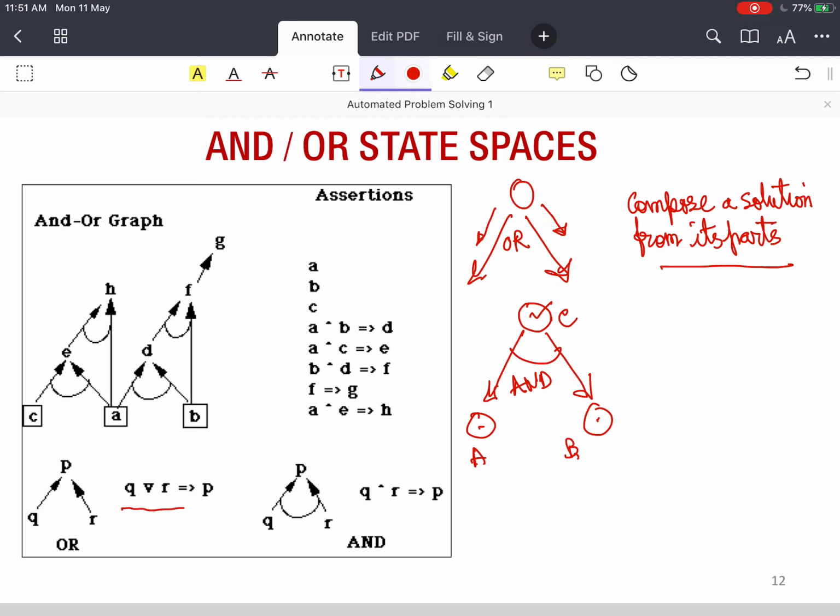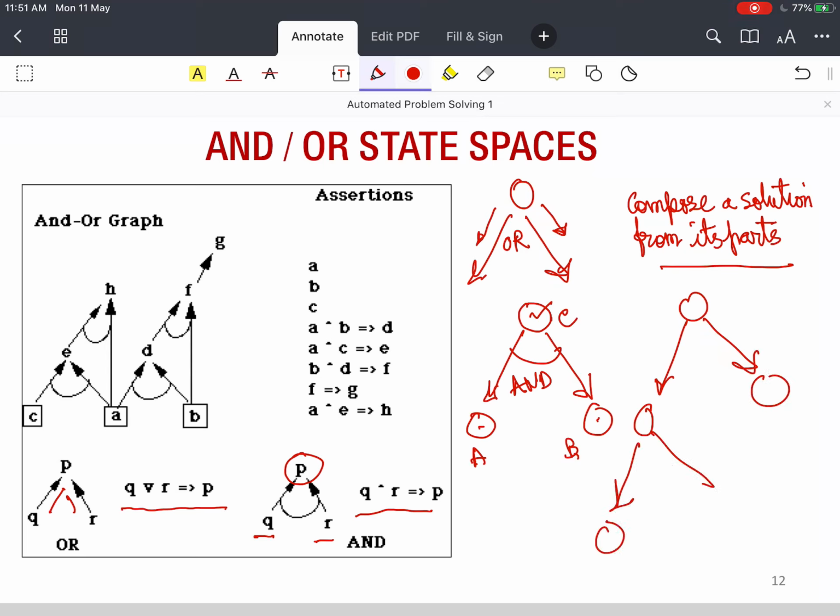For example, if Q or R implies P, then I can take either this route or this route. But if I say Q and R implies P, then to solve P, I need to solve both Q and R. So now, instead of having only a state space which has OR paths like before, we could have some spaces which have some nodes which are AND nodes.